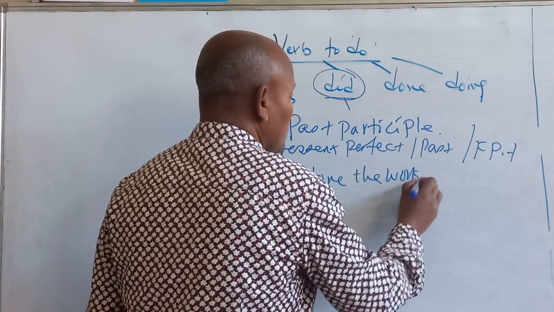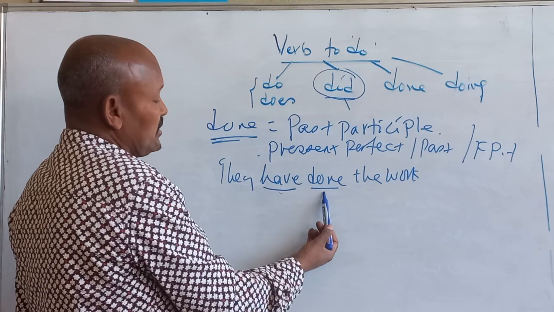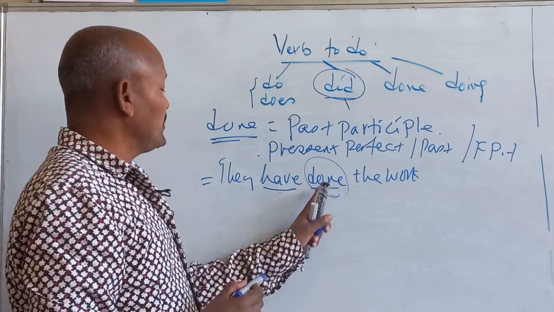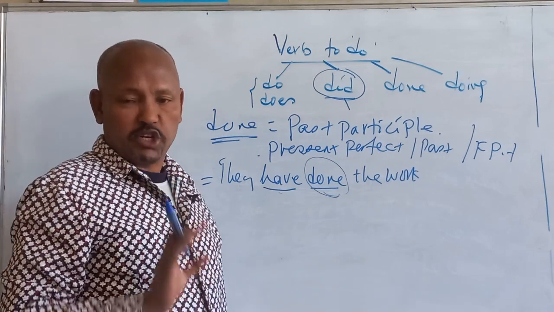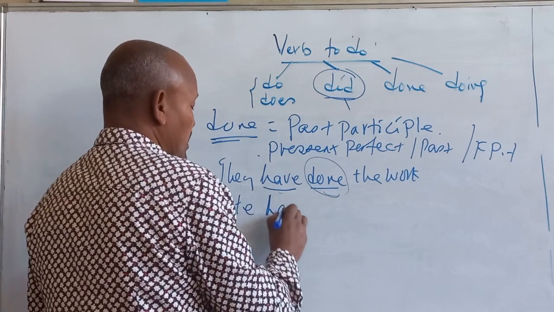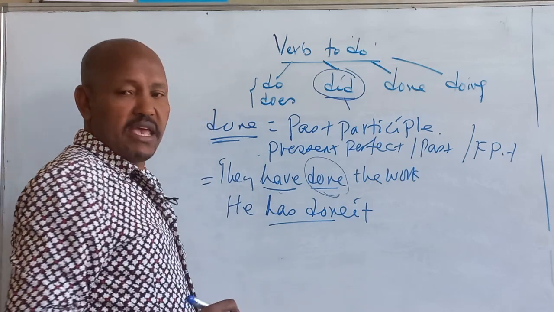Look at done here. This is an auxiliary verb. This plus this is V3. So totally this sentence is present perfect. They have done the work means they are free now. Yes, they are free now. Or he has done it.